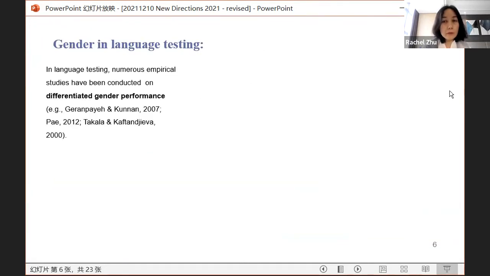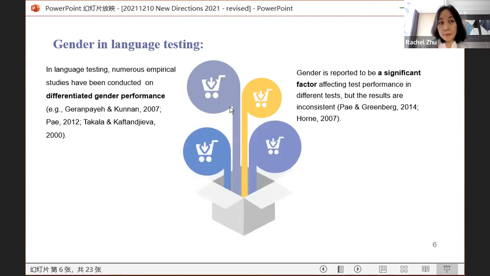For gender in language testing, it is always a focal investigation area. In history, numerous empirical studies have been conducted on the differentiated performance of gender. These are some examples. And gender is reported to be a significant factor, but the results are inconsistent.